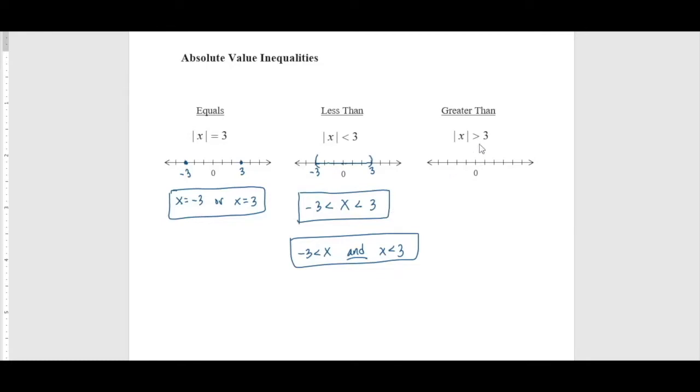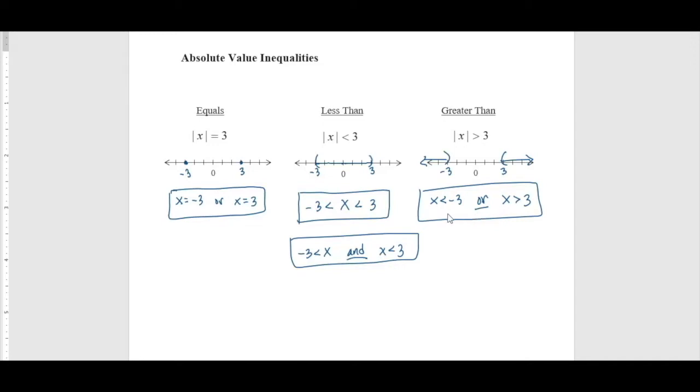And now let's look at greater than. Absolute value of x greater than 3 is true for any number that's more than or greater than 3 units from 0. This will be true for any number that's greater than positive 3. Any number over here will be more than 3 units from 0. Or for any number that's less than negative 3. Any number here to the left of negative 3 will also be more than 3 units from 0.